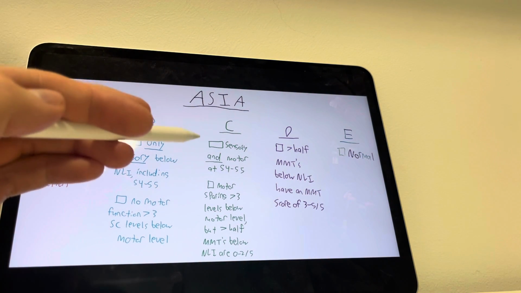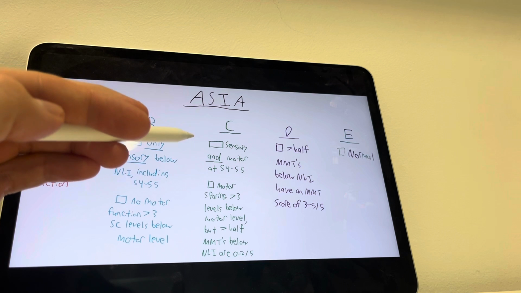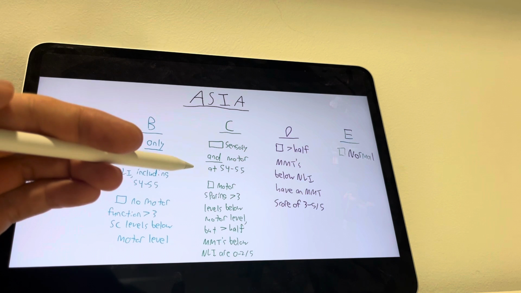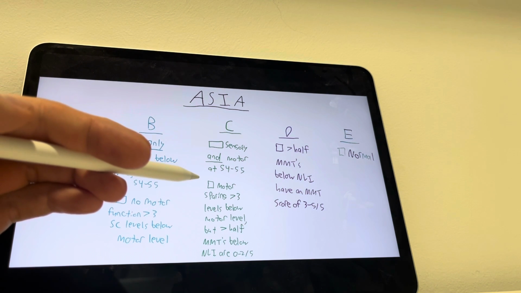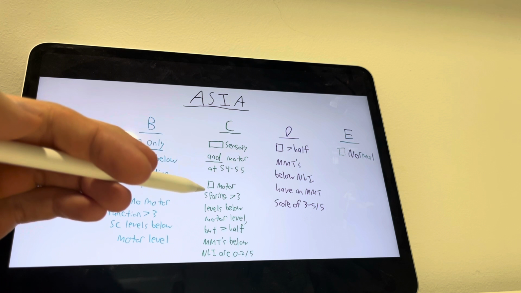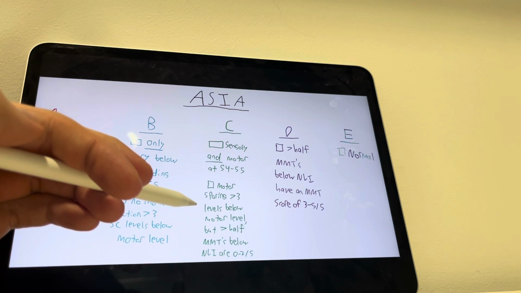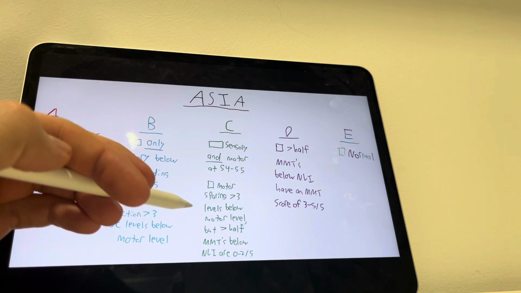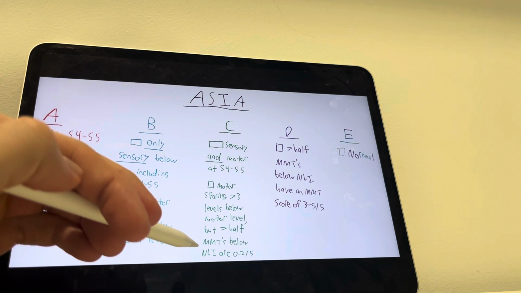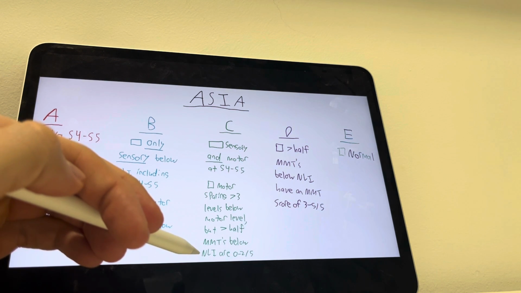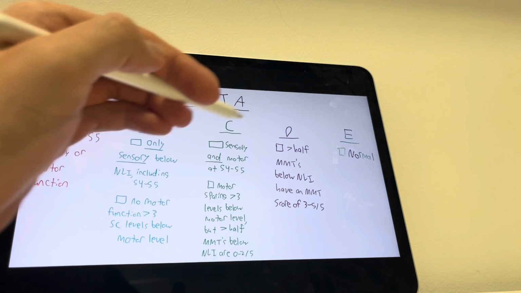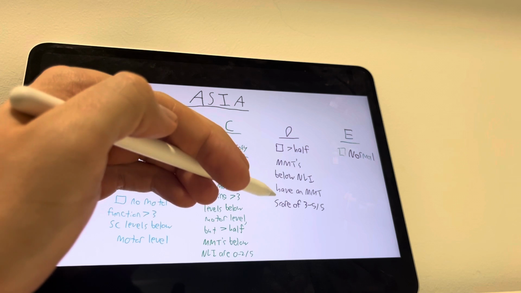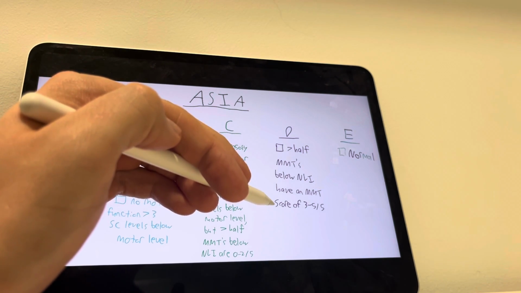Then for ASIA C, they have both sensory and motor function at S4, S5, and that's the case for C through E. However, where it differs is that for C, there's motor sparing greater than 3 levels below the motor level, which differentiates it from B. But for C, greater than half of the manual muscle tests below the NLI have a score of 0 to 2 out of 5, whereas for D, over half the manual muscle tests below the NLI have a score of 3 or higher out of 5, and then E is just normal.